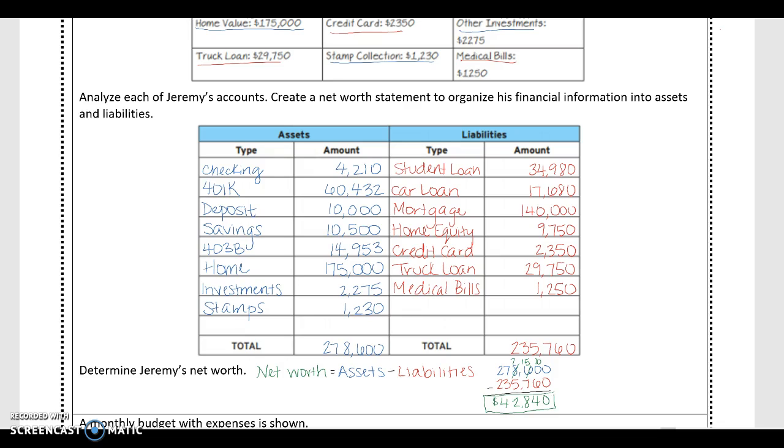All right, so hopefully you went ahead and got all your assets and liabilities in there and got them right. And then it asks for Jeremy's net worth. So to find net worth, you're going to take assets and subtract liabilities. So what you own minus what you owe equals your net worth. So they have a positive net worth of $42,840.